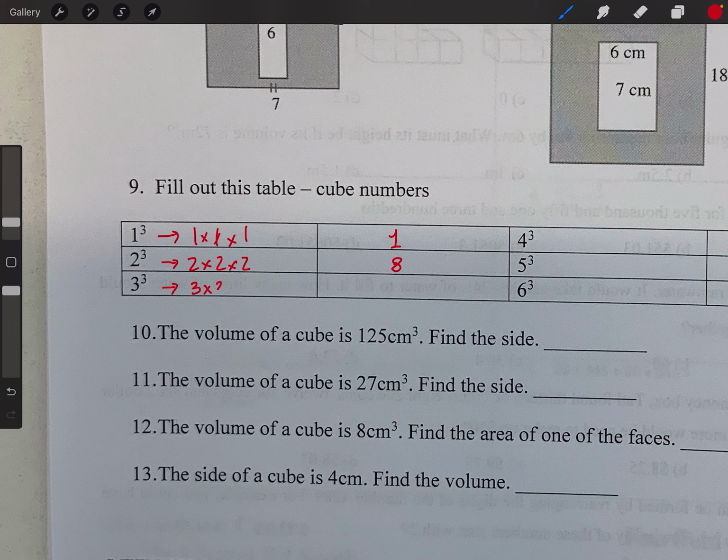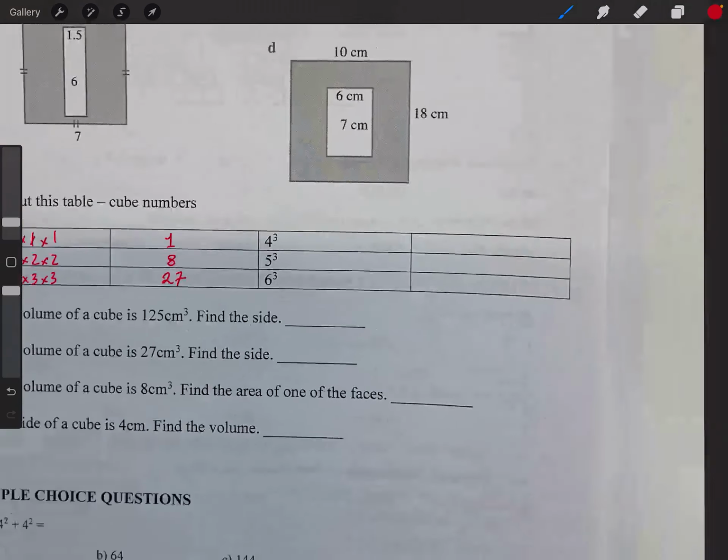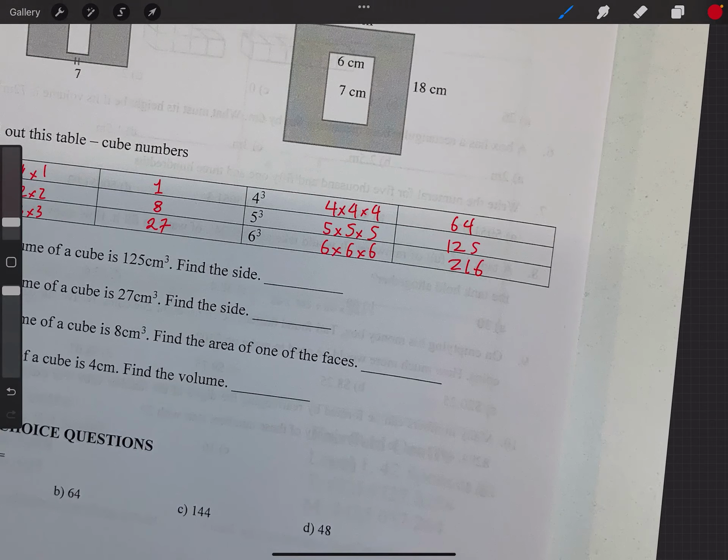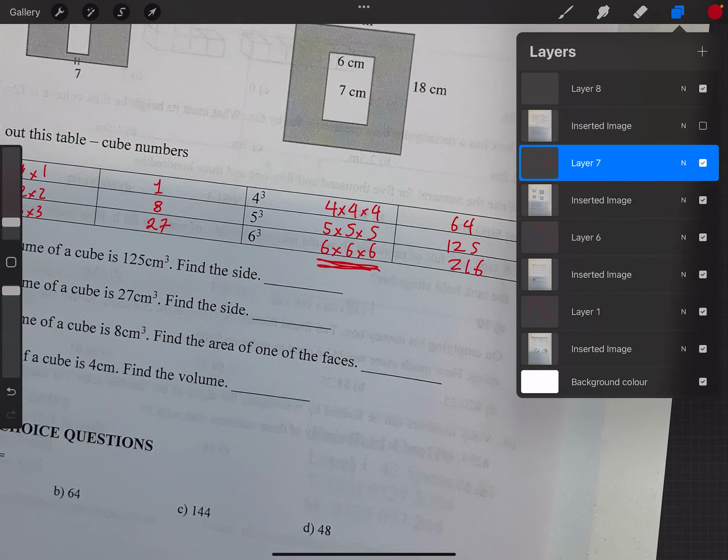3 cube means 3 times 3 times 3, which equals 27. 4 cube means 4 times 4 times 4, which equals 64. 5 cube means 5 times 5 times 5, which equals 125. And 6 cube means 6 times 6 times 6, and that's equal to 216. So, which 3 numbers multiply to give me 216? Obviously, the 3 numbers must be 6s, all 6s, okay?